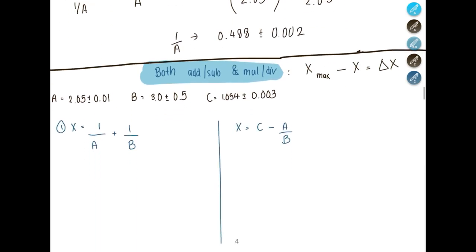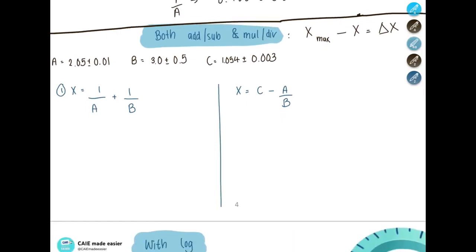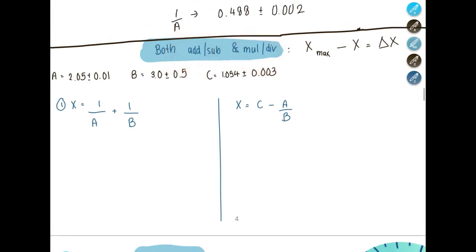Now what if you have a question where you have both addition and subtraction as well as multiplication and division? To do that, if you want to find the uncertainty, find x max and then subtract the value of x from it, x max minus x. Let's say you have the value and uncertainty of a, b, and c. X equals 1 by a plus 1 by b. Let's find the value of x first. So x equals 1 over 2.05 plus 1 divided by 3.0. This is going to be 0.8211.